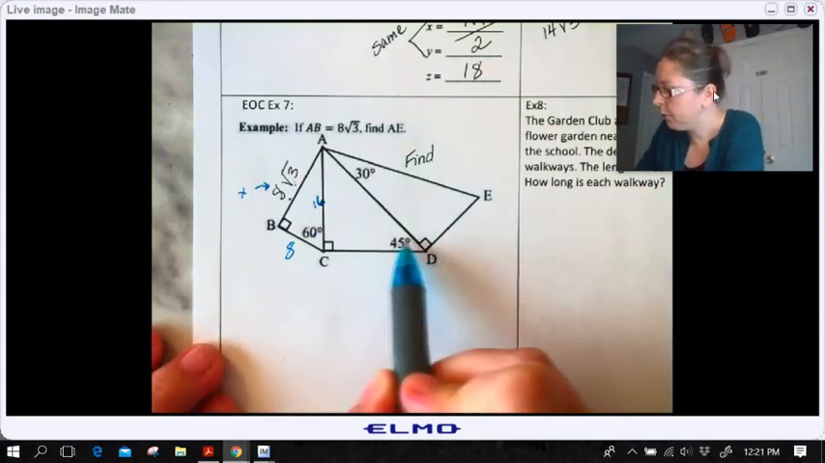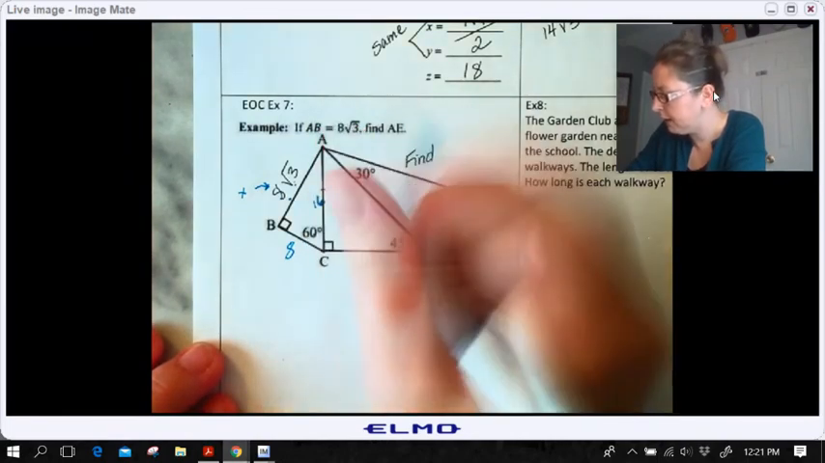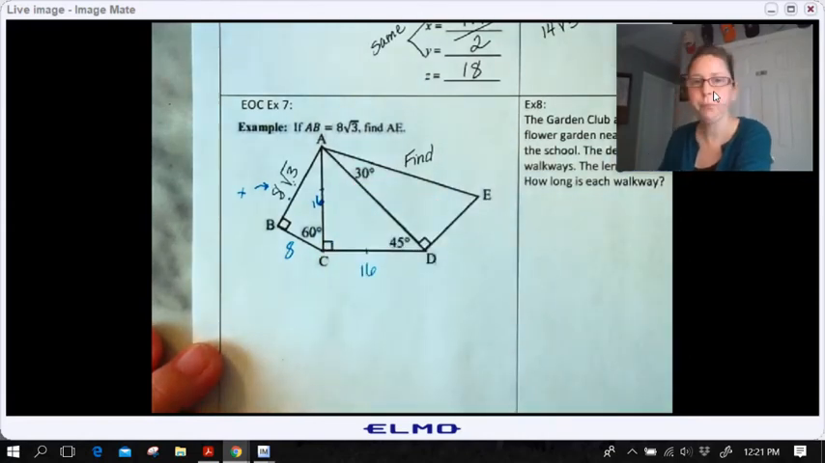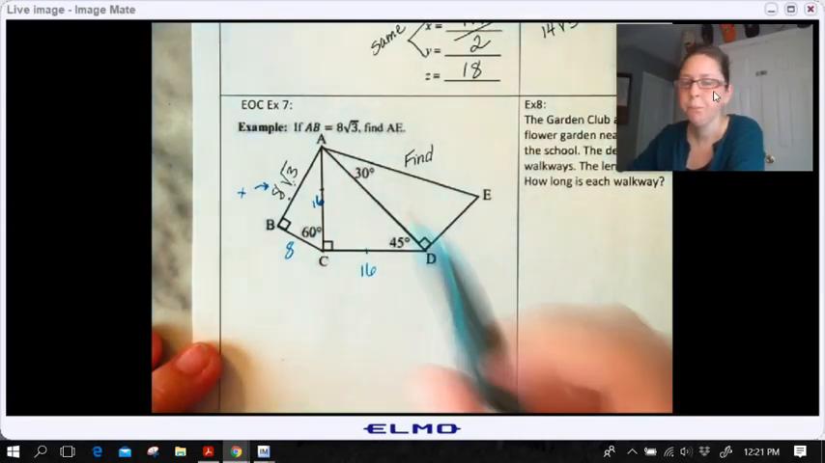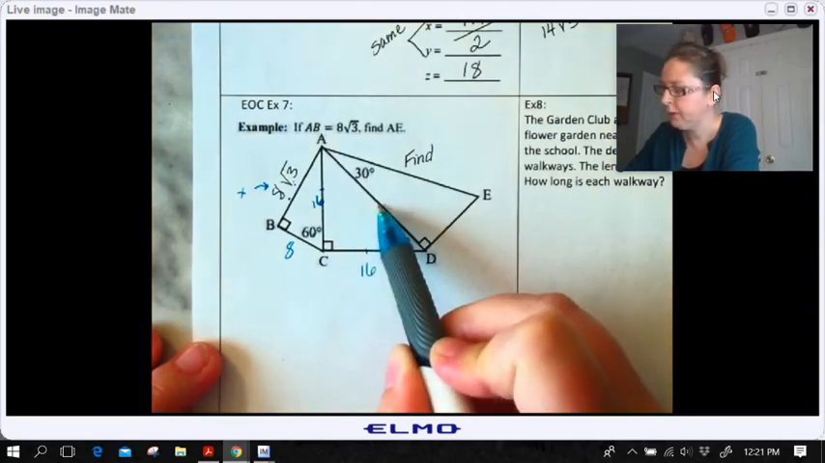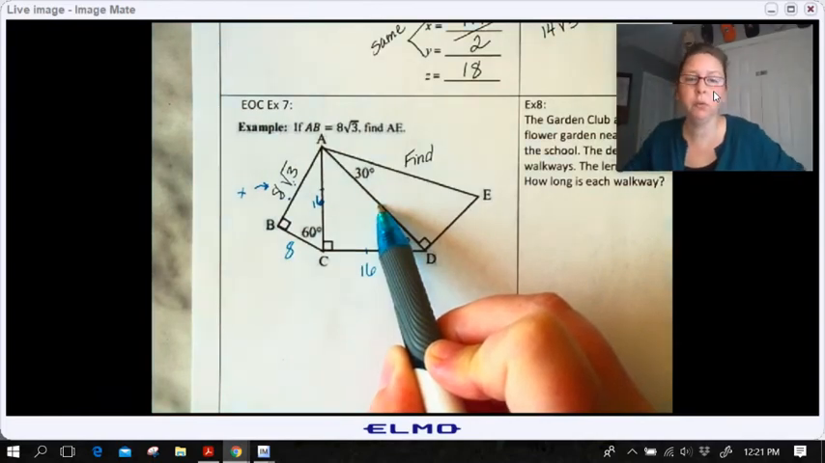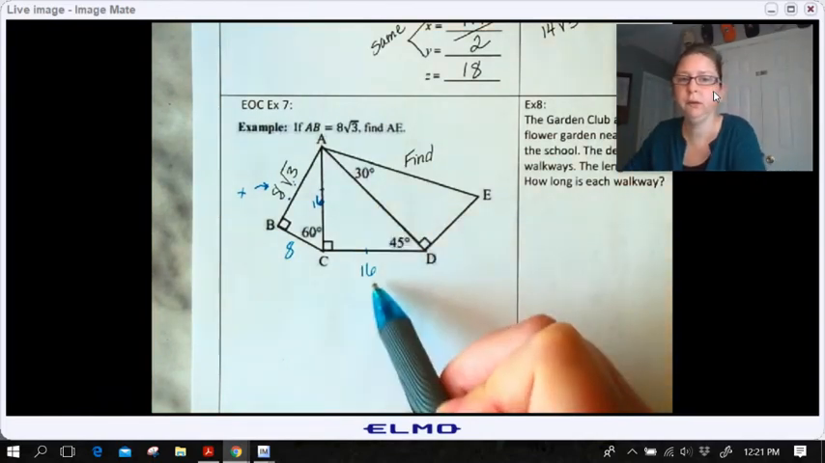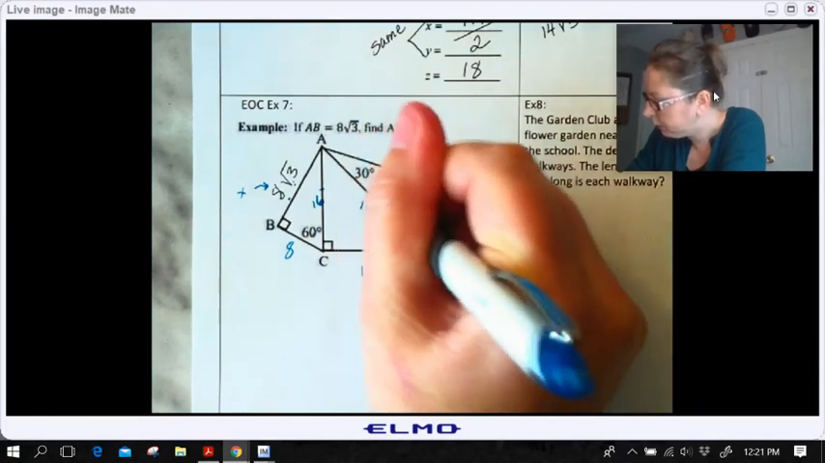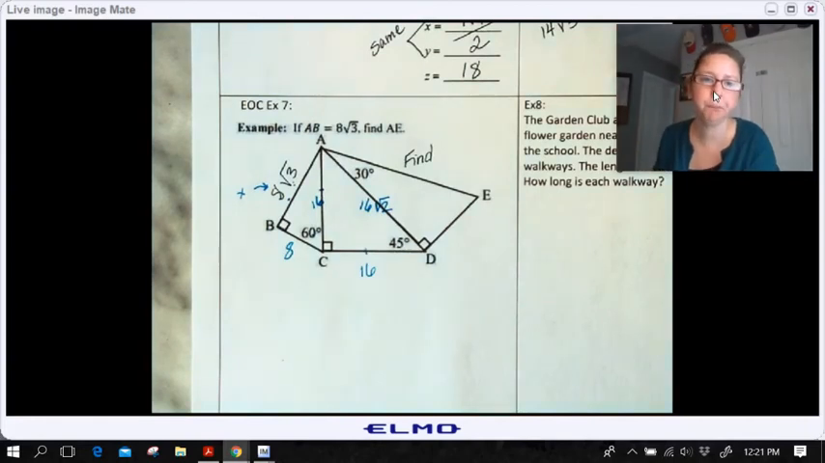This is the 45-degree angle, so is this, which means that this side and this side are the same measure, okay? And I need to find this side right here, opposite it. Well, the hypotenuse is x square roots of 2, so 16 square roots of 2 is that side length right there.